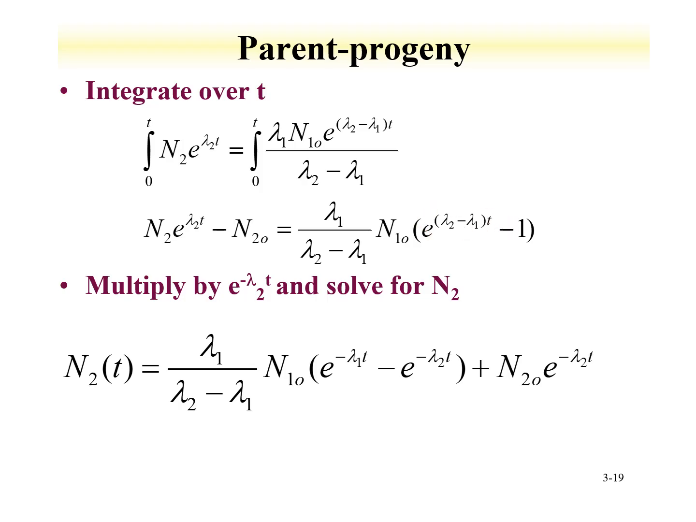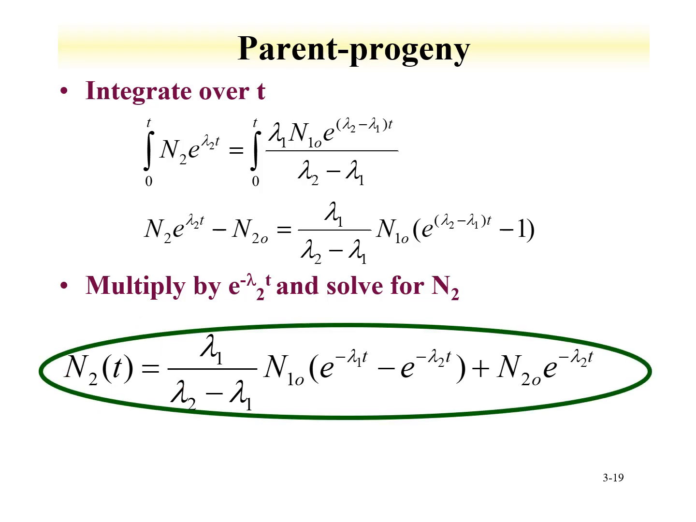Multiply by e to the minus lambda 2 times t and solve for N2. Remember, we're talking about the progeny, so we're looking for N2. N2 at any time t is equal to the decay constant of the parent divided by the decay constant of the progeny minus the decay constant of the parent. This describes the relative growth and decay. So the decay of the parent is growing into the progeny, but as the progeny decays, it's disappearing.